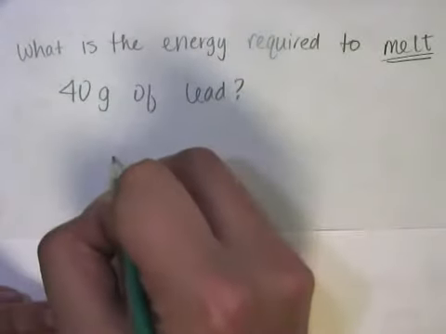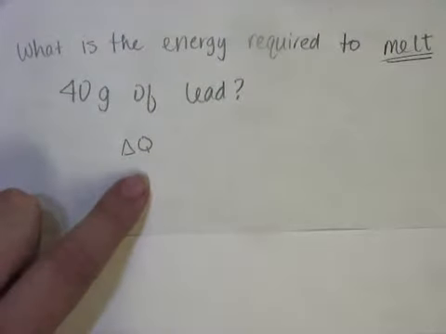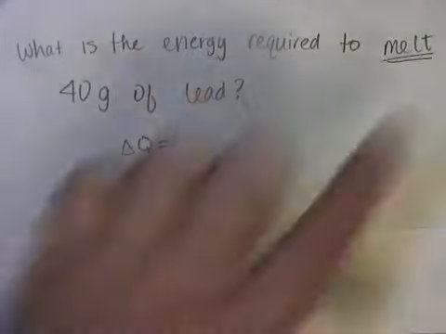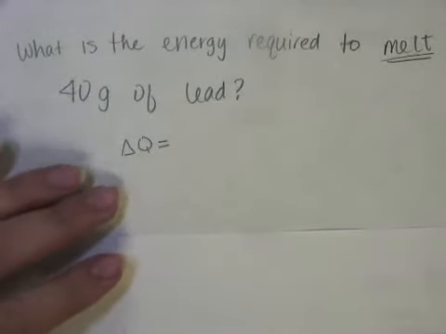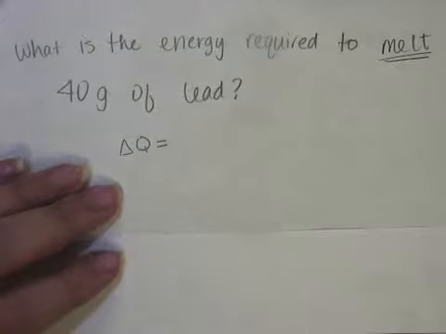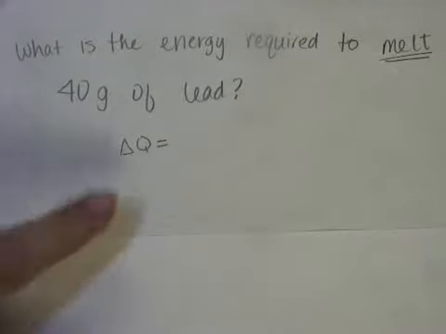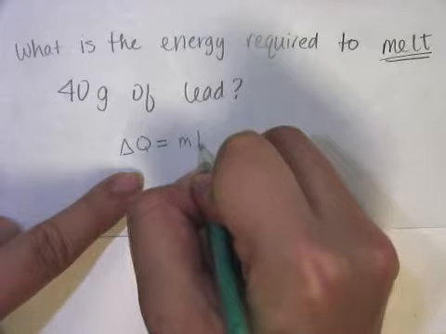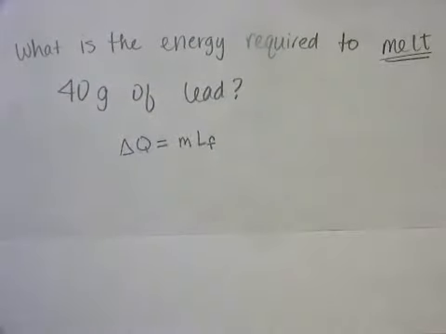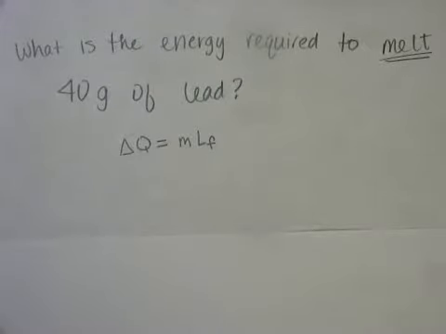So what I would need to do is go ahead and get my formula set up. I'm looking for a change in energy, and in this case melting is a phase change from a solid to a liquid, and so that's going to be the latent heat of fusion. So to calculate that energy, my delta Q is going to equal the mass times that heat of fusion. And in this case, we're working with lead, so we need the heat of fusion of lead.